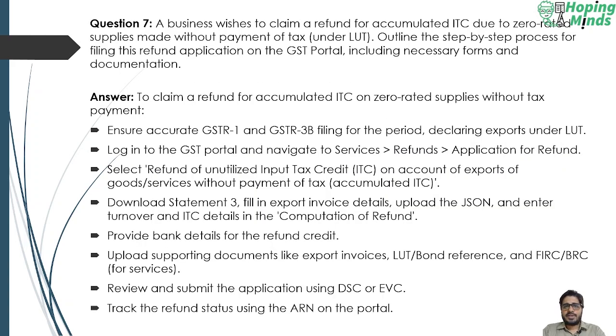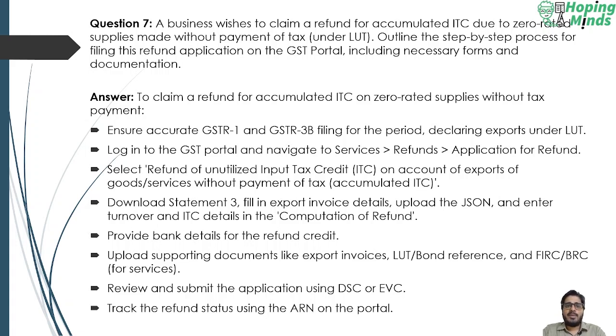So moving ahead to the next question: a business wishes to claim a refund for accumulated input tax credit due to zero rated supplies made without payment of tax, that is under LUT, letter of undertaking. Outline the step-by-step process for filing this refund application on the GST portal, including necessary forms and documentation.